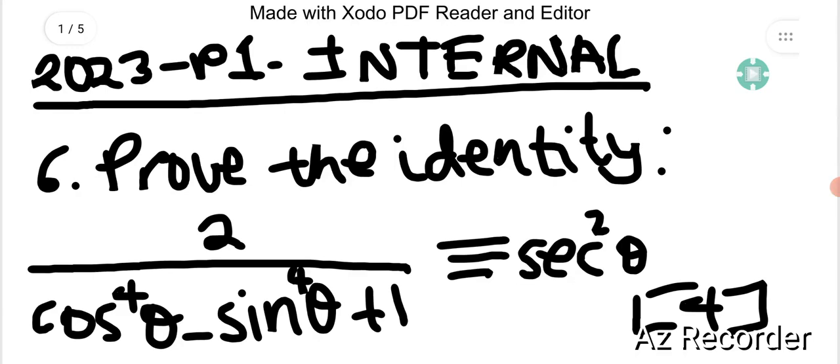This is Cornelius Dubinda with another video, and in this video we are going to attempt to answer the 2023 paper 1 internal identity question, which is question 6, and it reads: prove the identity 2 divided by cos theta raised to the power 4 minus sin theta to the power 4 plus 1 is equivalent to sec theta squared, and it's carrying 4 marks.